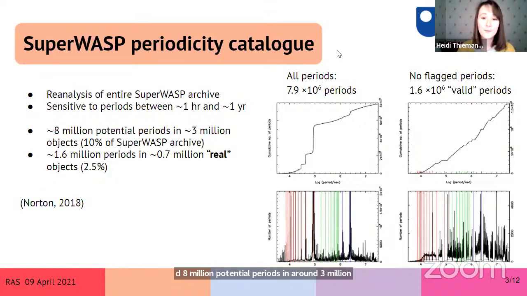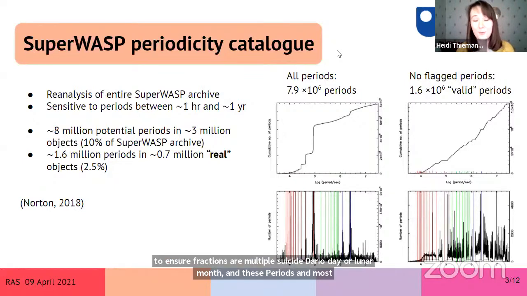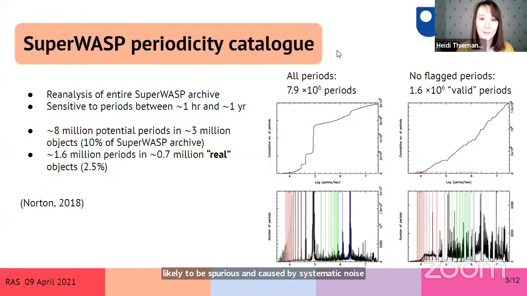However, as you can see from the plots here, the ones on the left show the unfiltered view. There is a significant number here which are close to integer fractions or multiples of a sidereal day or a lunar month. These periods are most likely to be spurious and caused by systematic noise to do with the telescope. Discounting this noise, if we move to the right, we're left with around 1.6 million possible real periods in around 0.7 million unique stellar variables. Now, this is quite a lot of data to go through, and trying to find any sort of individual objects felt a little bit like trying to find a needle in a haystack.